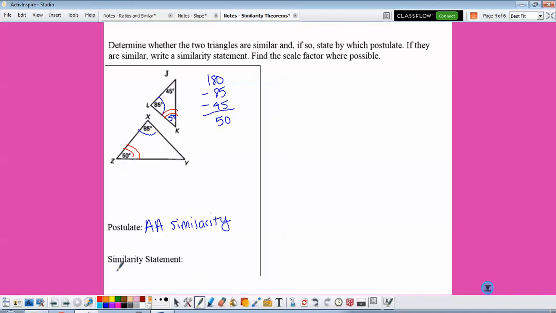And now let's write our similarity statement. Triangle XYZ is similar to triangle. Now we need to match up the angles. X was 85, so L would be first. Y, we didn't know from here, but it must be 45, so it's the same as J. And Z was 50, and K is 50.